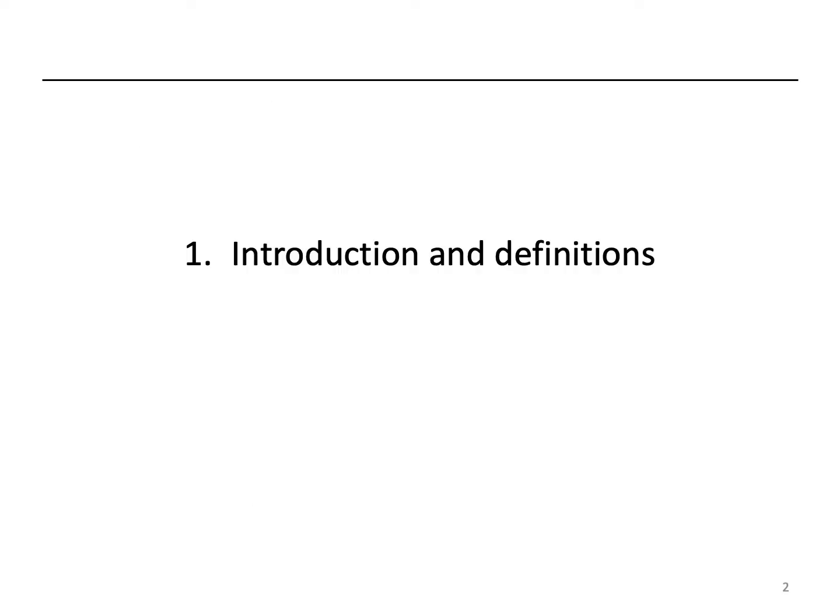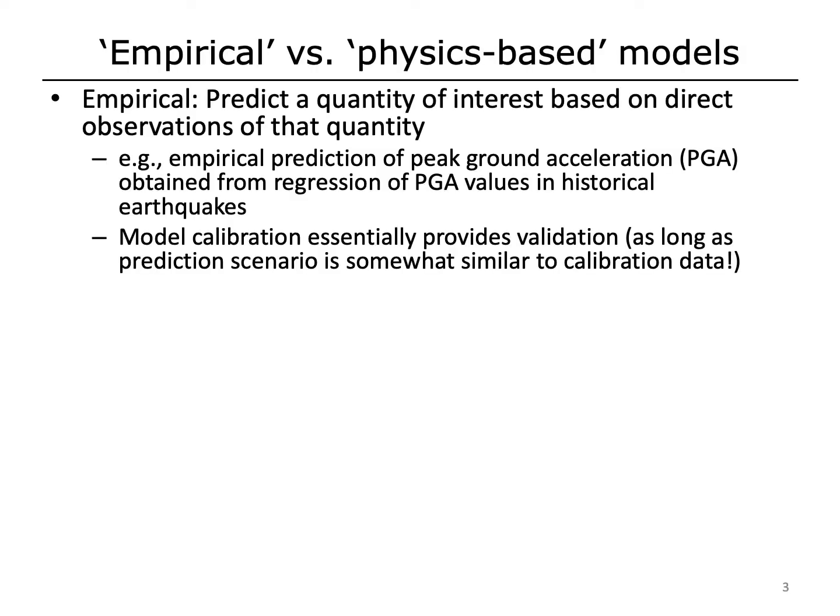There are four main sections to this presentation, and I'll start with some introductory and definition remarks. There'll be various comparisons between what are frequently called empirical and physics-based models used in ground motion prediction. And so just to clarify the specific jargon, in this context, empirical methods predict a quantity of interest based on direct observations of that quantity.